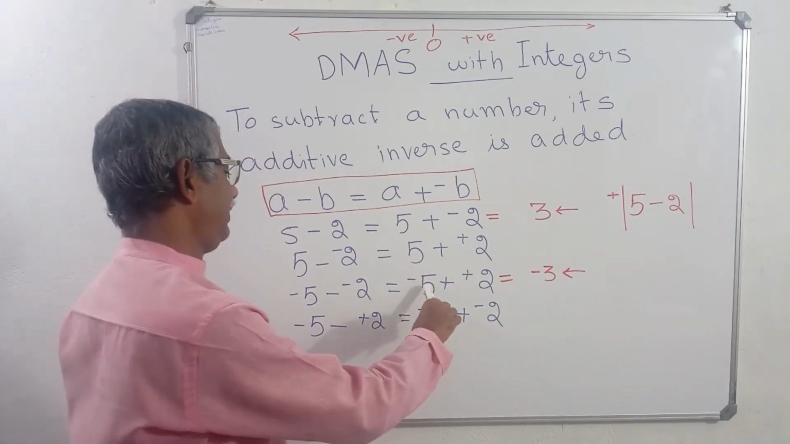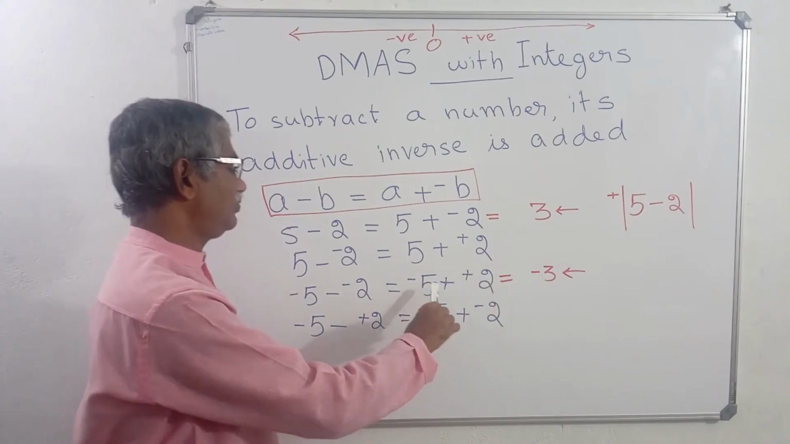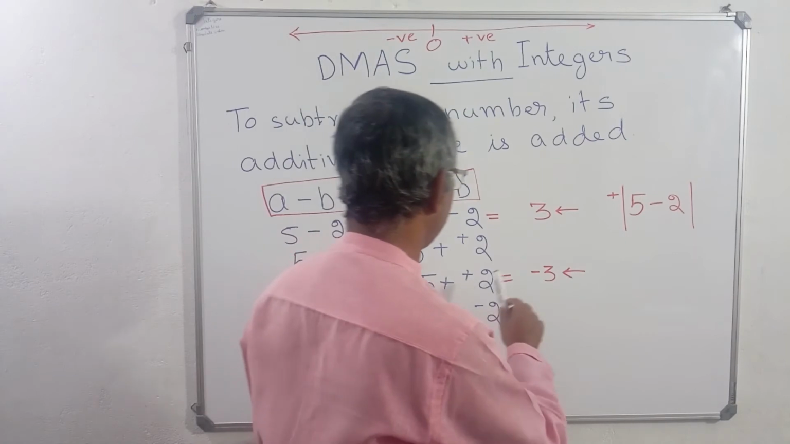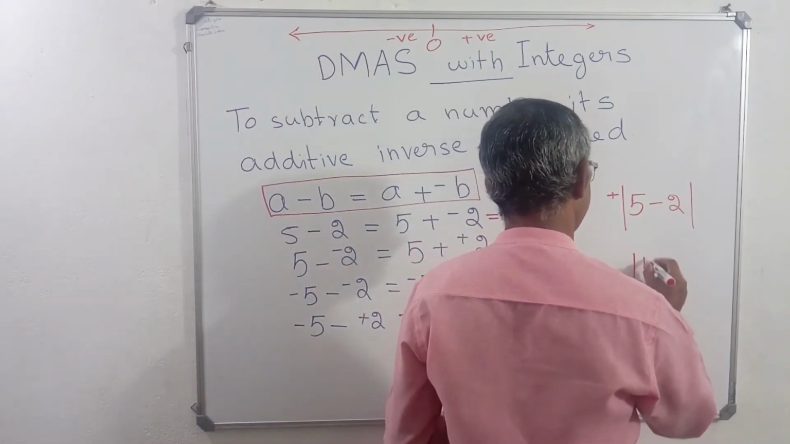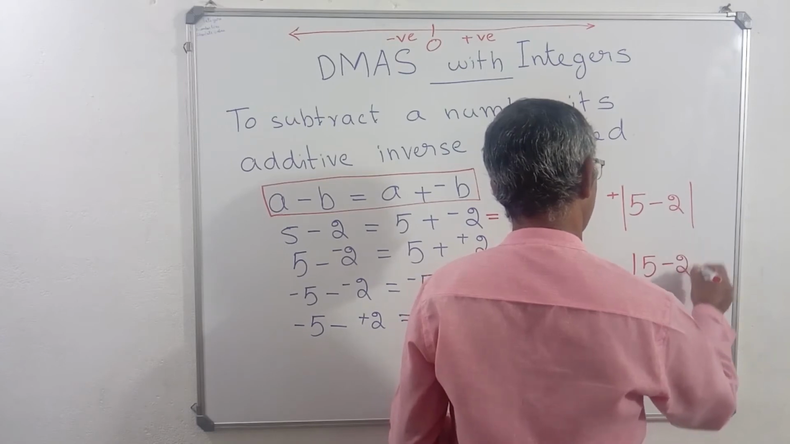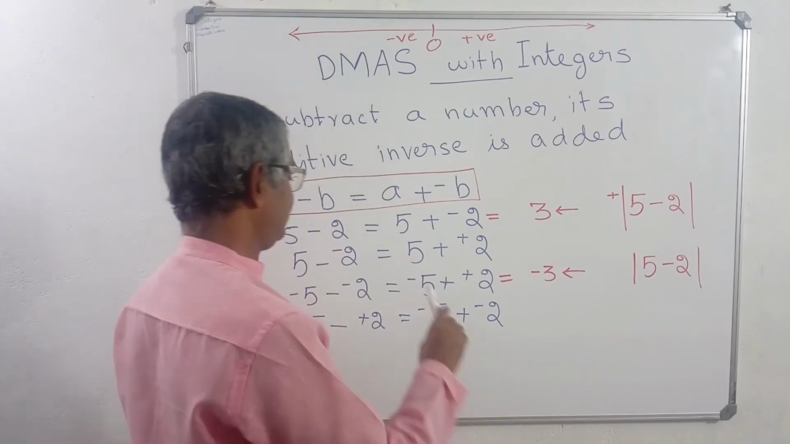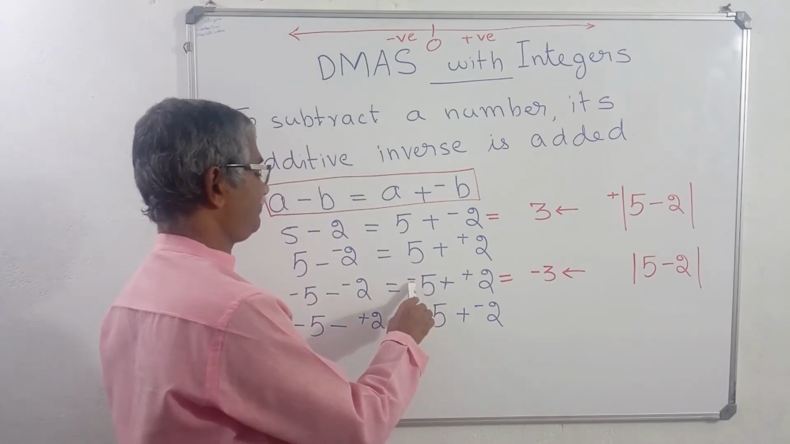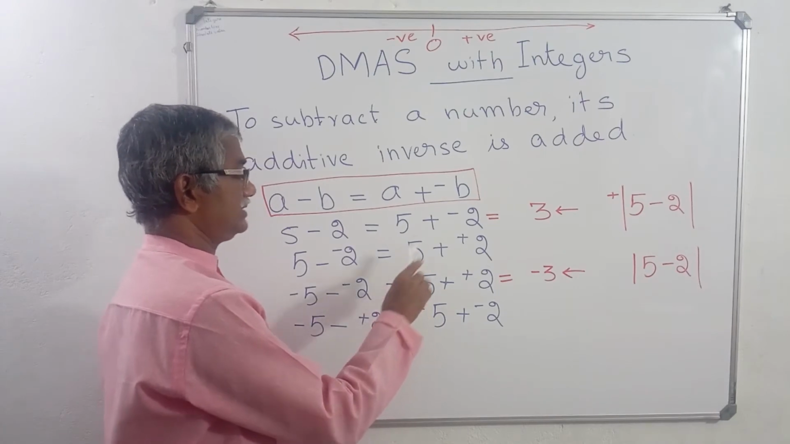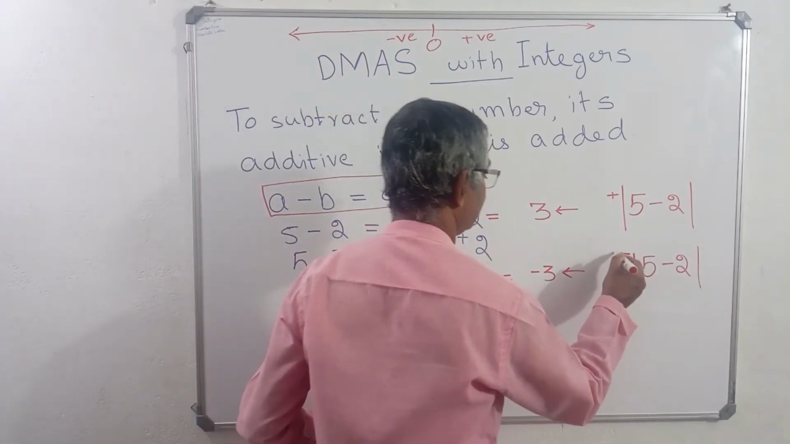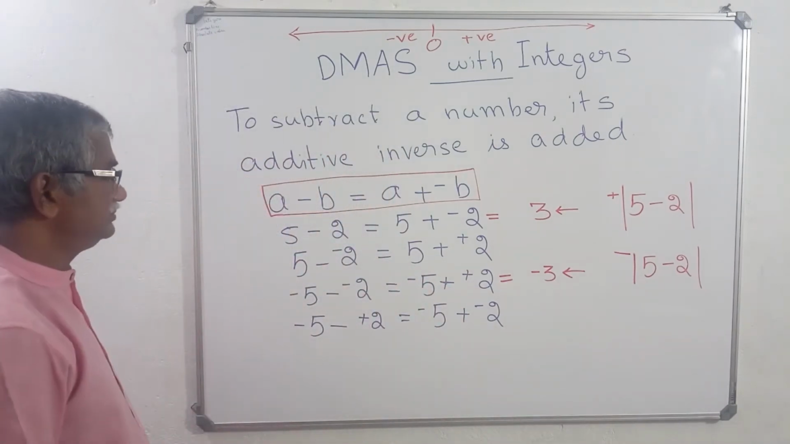Difference of 5 and 2. What are 5 and 2? The absolute values of negative 5 and positive 2. Considering the difference of the absolute values, then put the sign of the number with the larger absolute value, that is 5. Its sign is negative, thus we are getting negative 3.